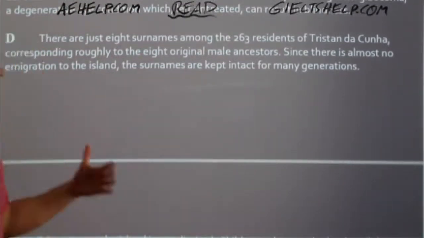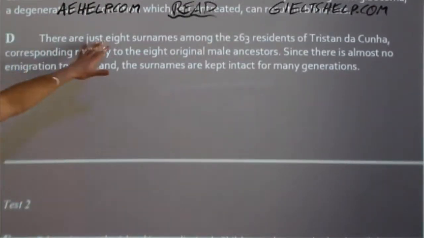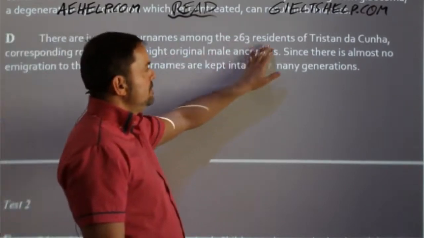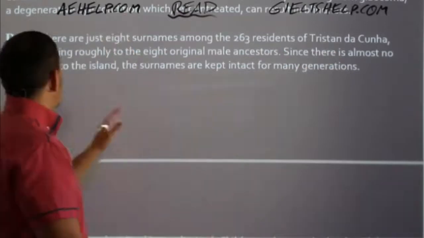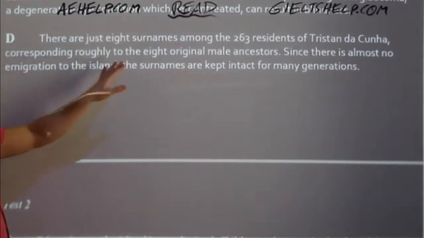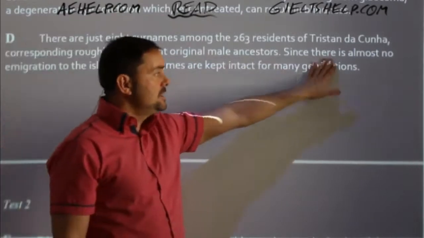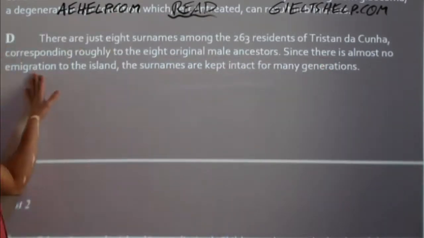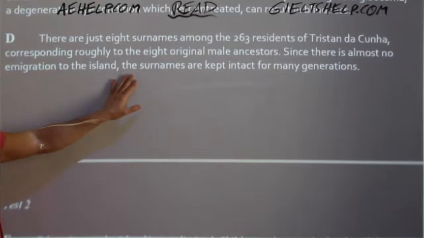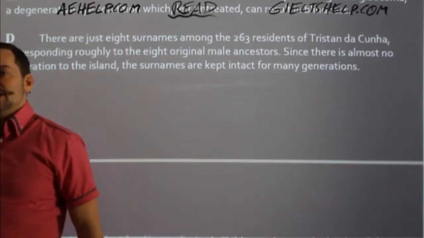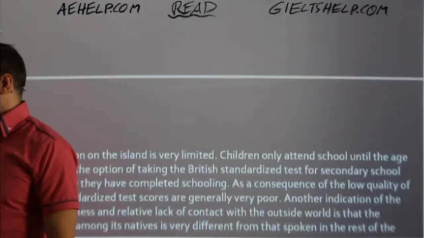Here we go, students. So let's keep reading. There are just 8 surnames among the 263 residents of Tristan da Cunha, corresponding roughly to the 8 original male ancestors. Since there is almost no emigration to the island, the surnames are kept intact for many generations.